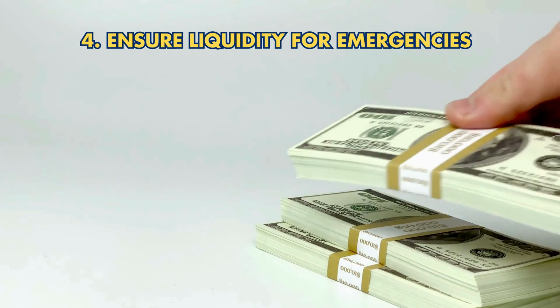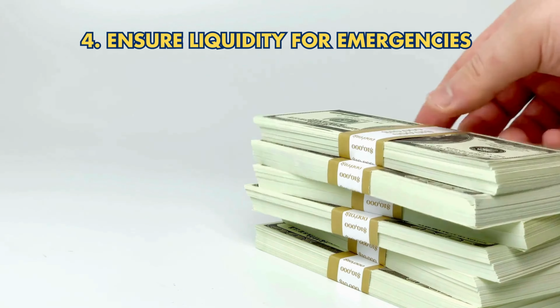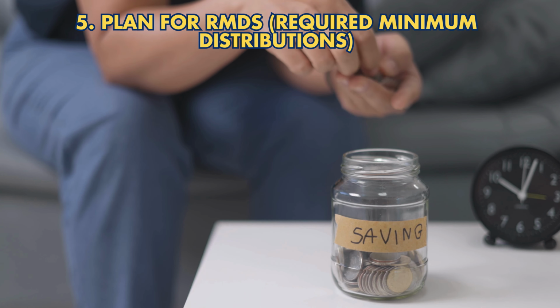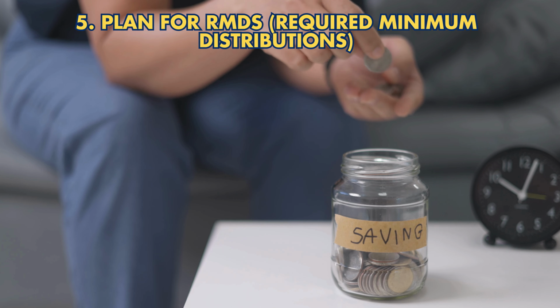4. Ensure liquidity for emergencies. Retain gold-backed investments like ETFs for easy access to funds when needed. 5. Plan for RMDs, required minimum distributions. Strategize gold liquidation to meet mandatory withdrawals after age 73 without significant losses.